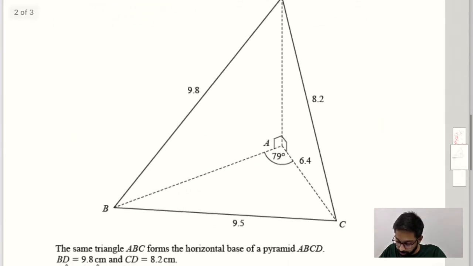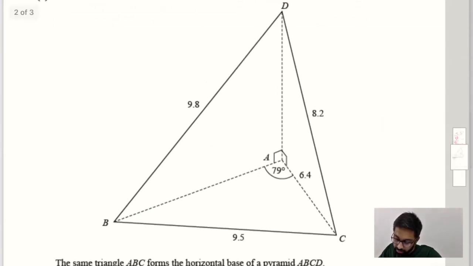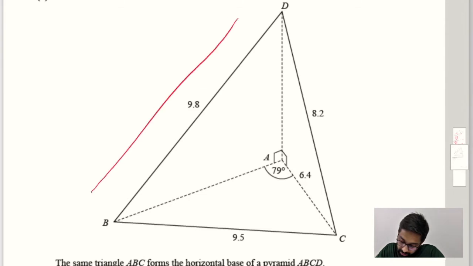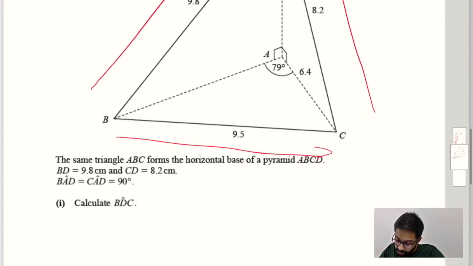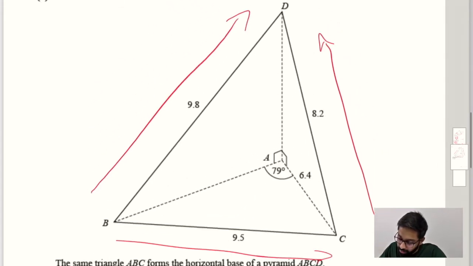Okay, let's move on to the next part. Now they've given us a three-dimensional figure. This is a pyramid ABCD. The length AD is 9.8. The length CD is 8.2, and the length BC is 9.5. We need these three lengths probably to calculate whatever question they've asked. So calculate BDC. So they need this angle right here.